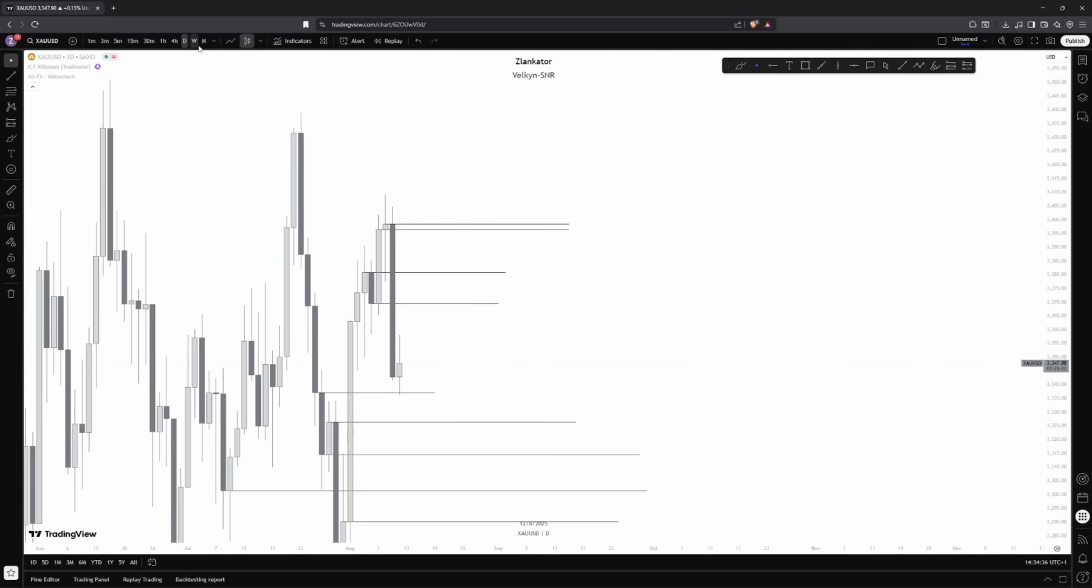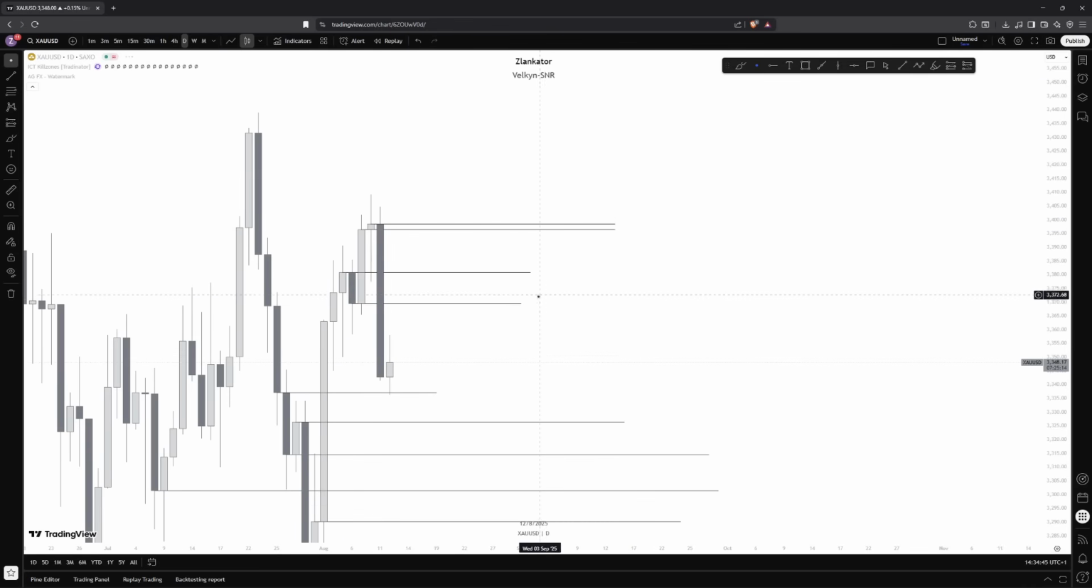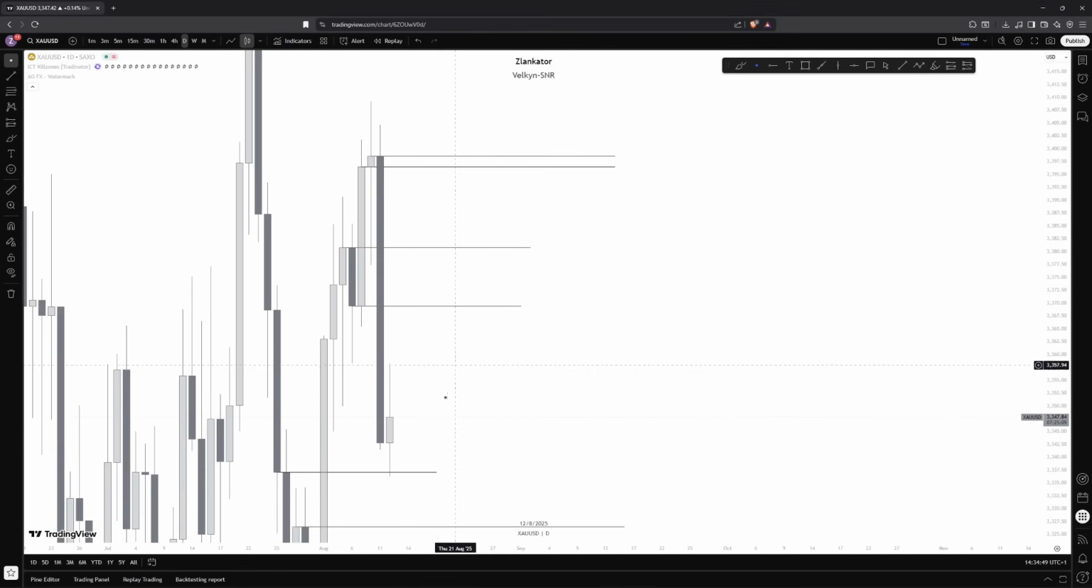And when you go to the weekly, right, you can see that we have a daily MTF weekly. So this is the strongest level from these four. So you can have a high risk sell there maybe in the future. It really depends on basically some other factors.